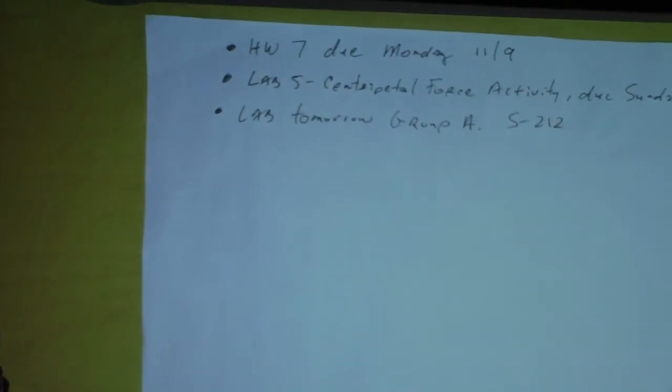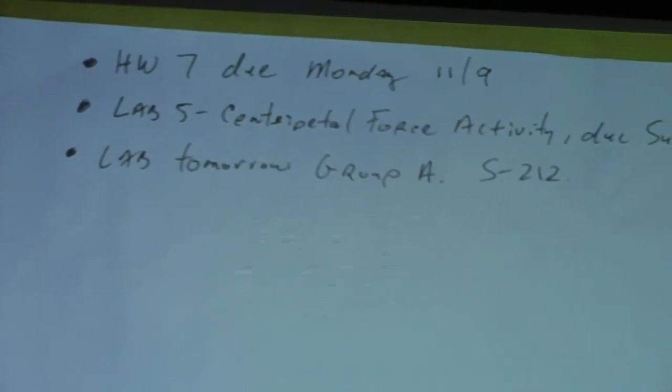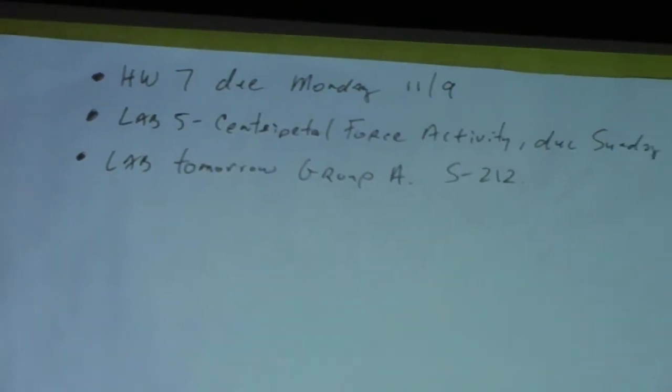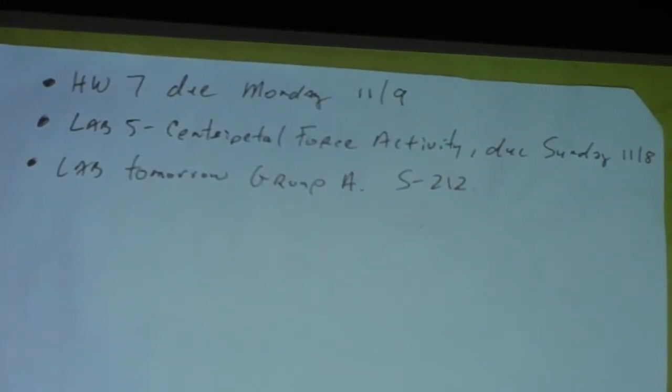Now, the centripetal force lab that I had put up there before the test, or right around the time of the test, we're going to talk about that today, and I have that due on Sunday the 8th. If you need a little bit more time, just let me know. And then this week's actual lab, Thursday, it's something called the human arm model, and it's for group A, so we'll meet and do an actual in-person lab on Thursday.